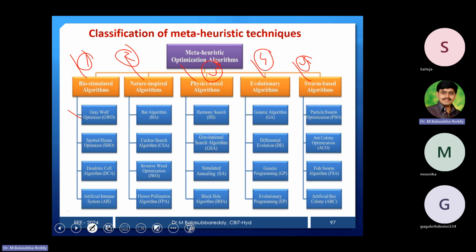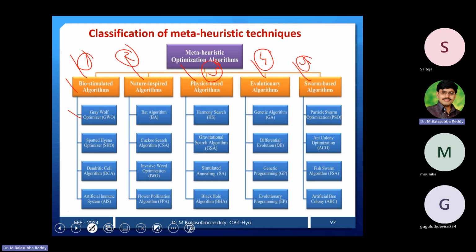Like that, there is the dendritic cell algorithm, DCA algorithm. Another one is the artificial immune system, that is the immune system, which we call AIS. And like this, these are the bio-inspired algorithms.